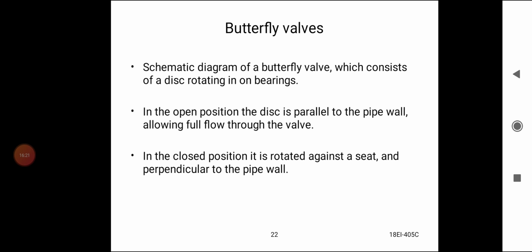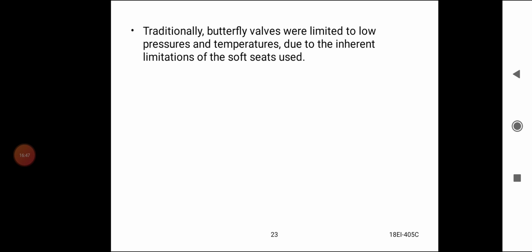In the closed position, it is rotated against a seat, perpendicular to the pipe, which requires a tight seal. Traditionally, butterfly valves are limited to low pressure and temperature due to the inherent limitations of the soft seats used.